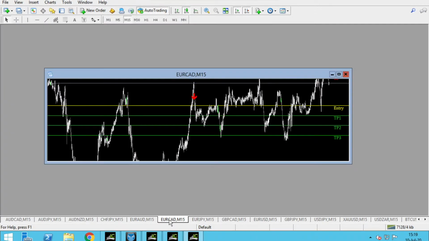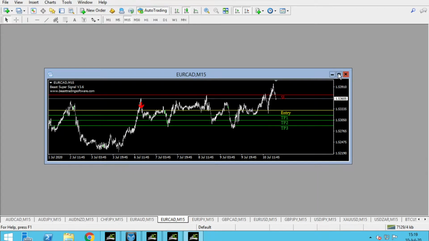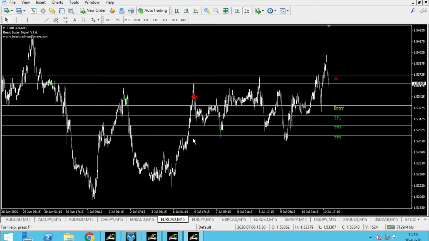Next chart we're looking at is the euro and Canadian dollar. Here again, not much action, but we did catch a very good sell signal here on the top, and it would have taken out TP3.